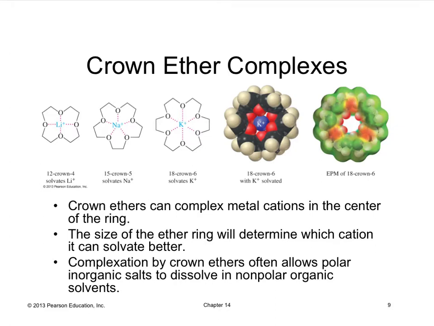Another type of ether is called crown ethers. Crown ethers are essentially cyclic ethers. They can complex metal cations in the center of the ring, as shown here. The size of the ether ring will determine which cation it can solvate better, and complexation by crown ethers often allows polar inorganic solvents to dissolve in polar organic solvents.